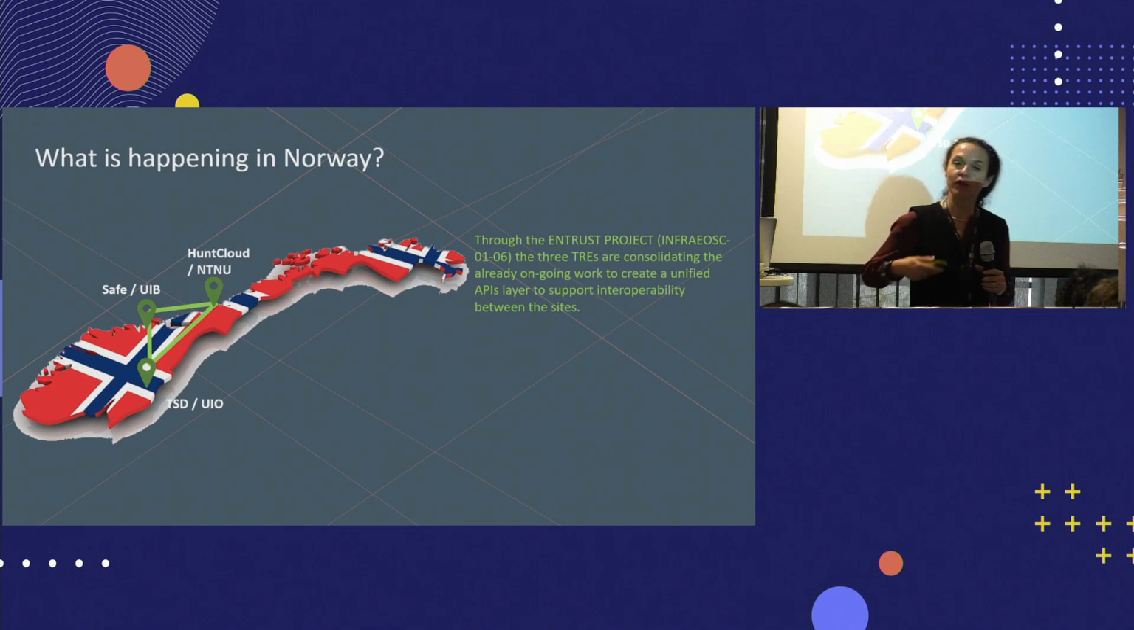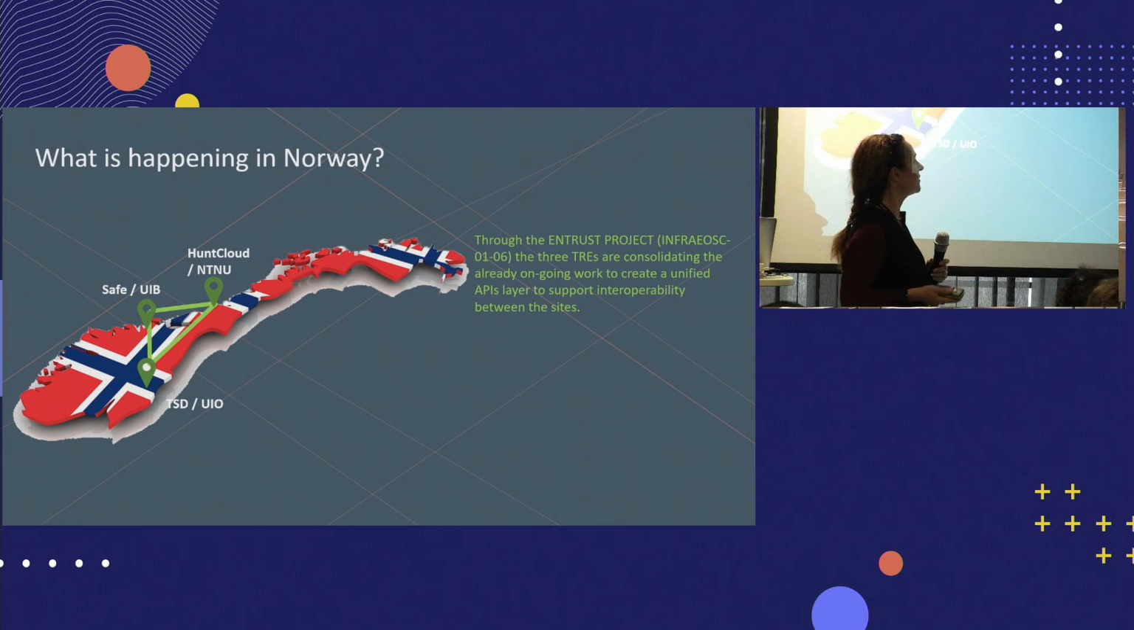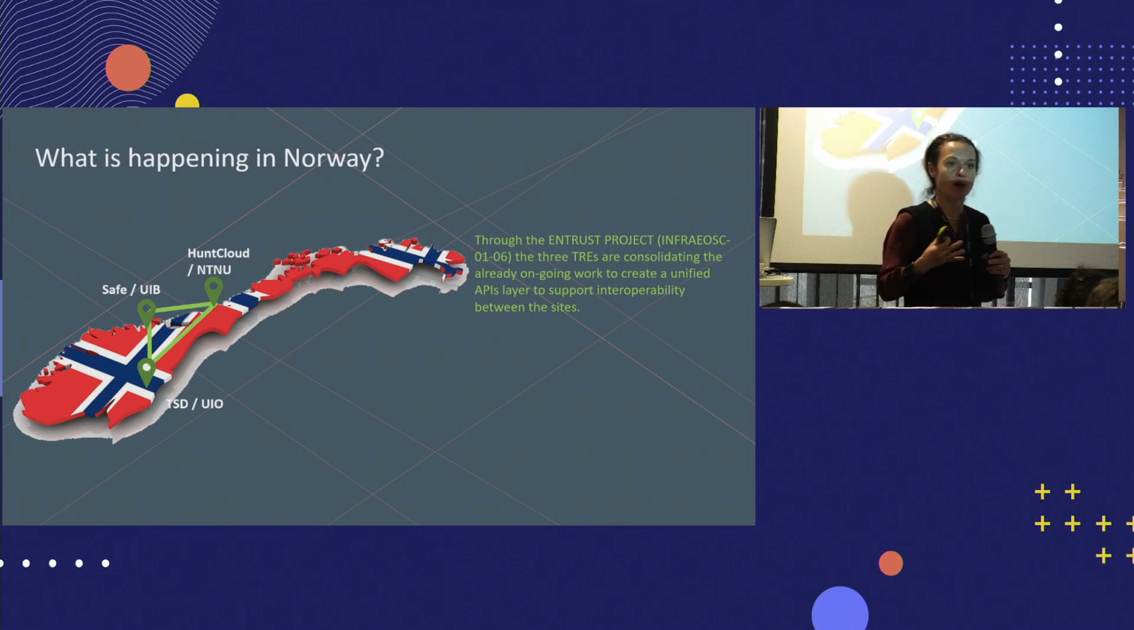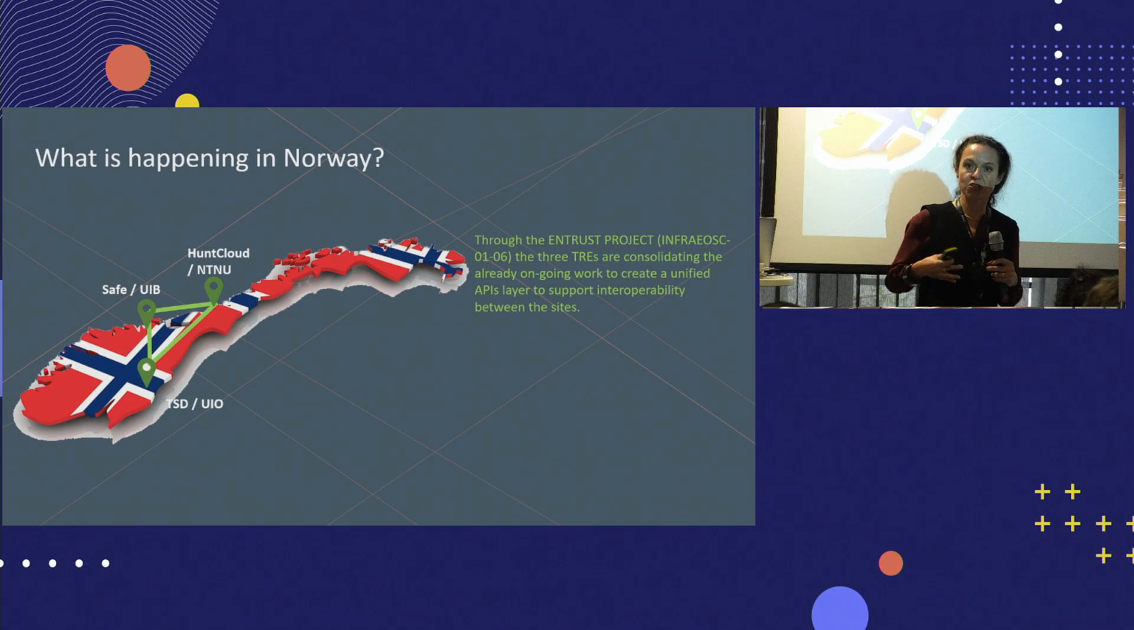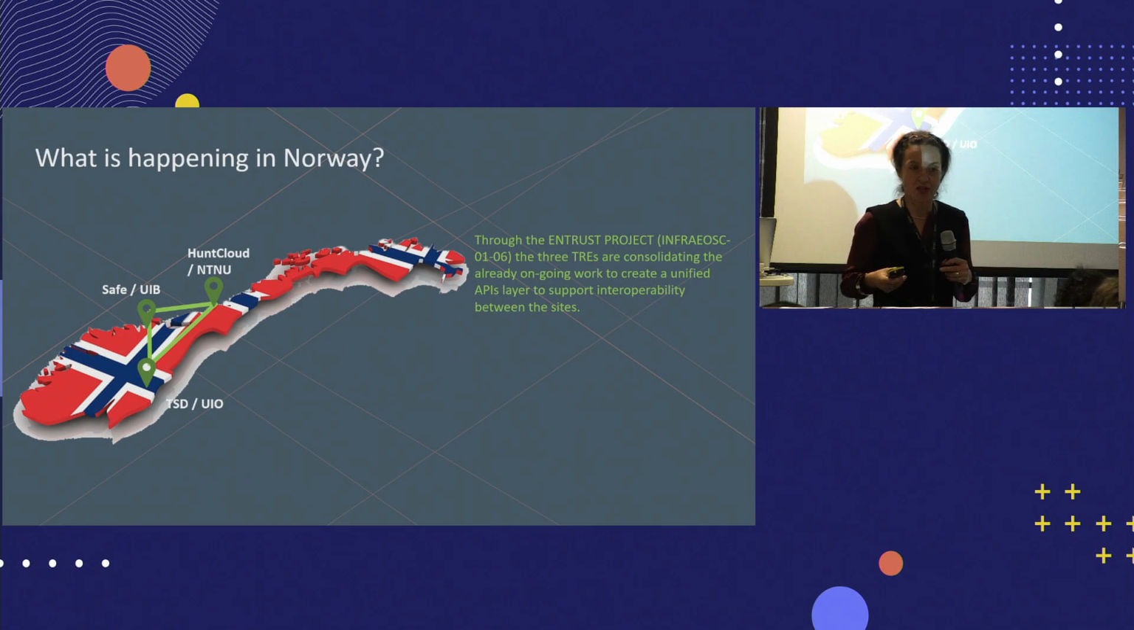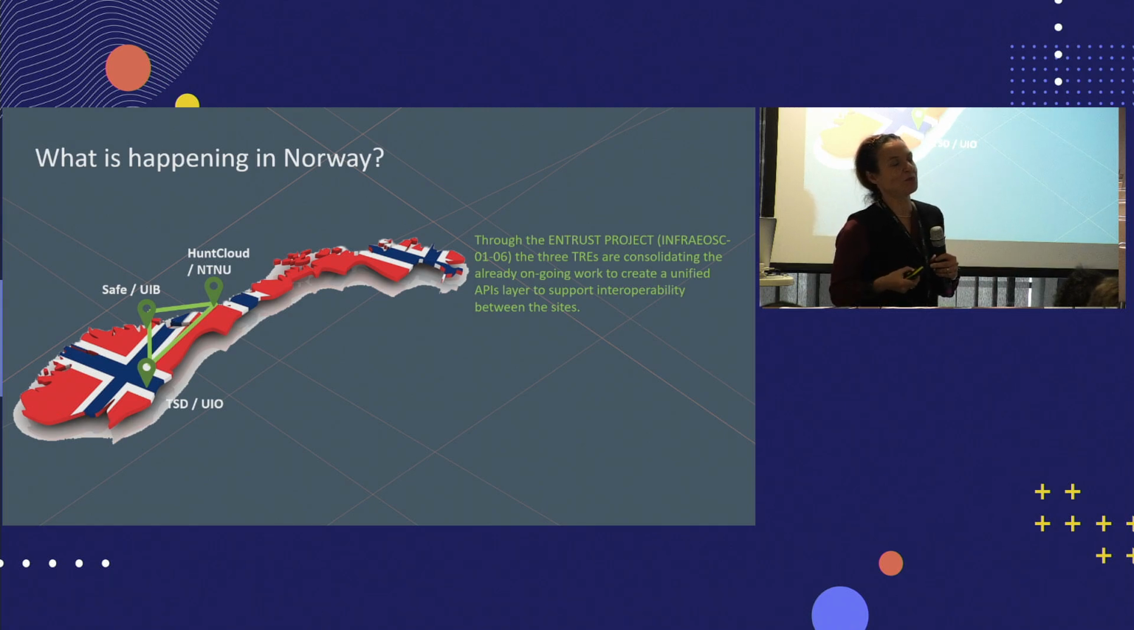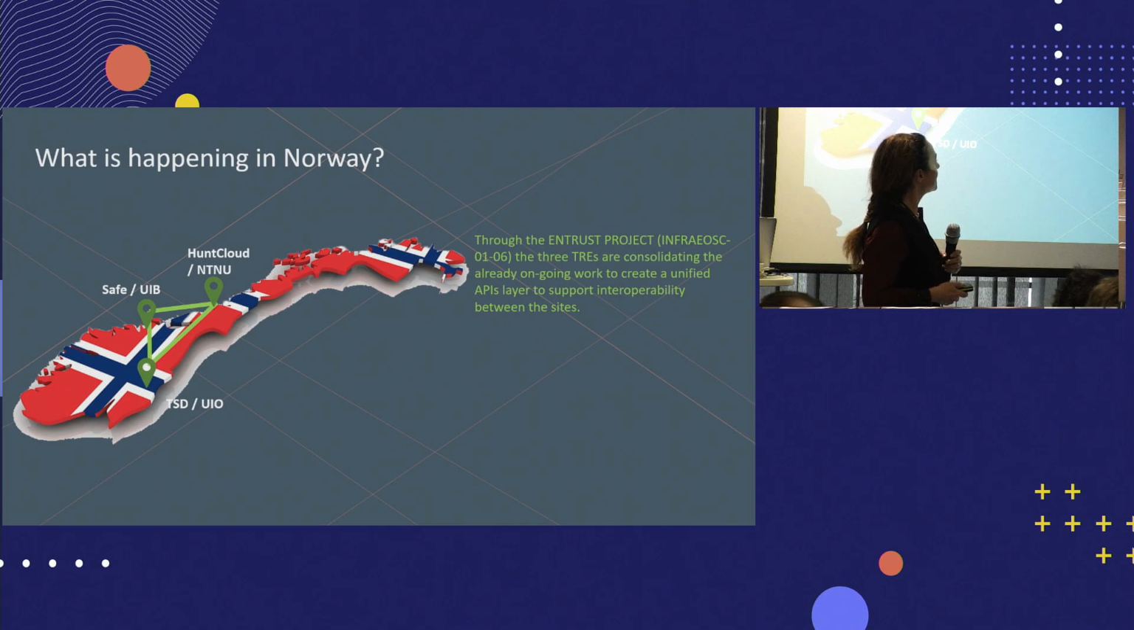Through a number of activities that are already ongoing, and through the new coming Entrust project, they will try to power up their APIs infrastructure so as to become a network. So they are prototyping in Norway the networking of these theories.